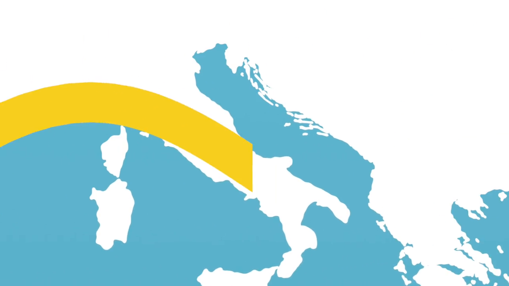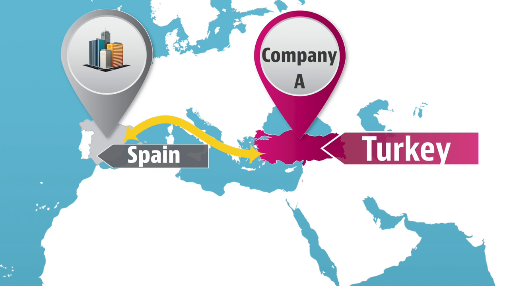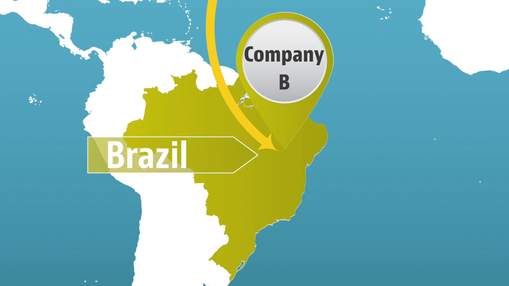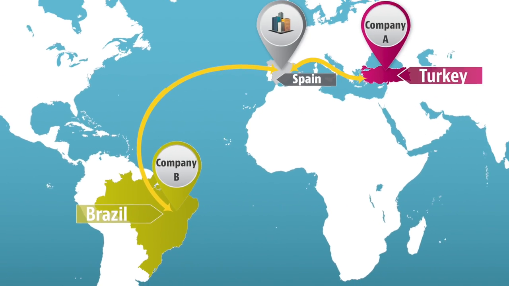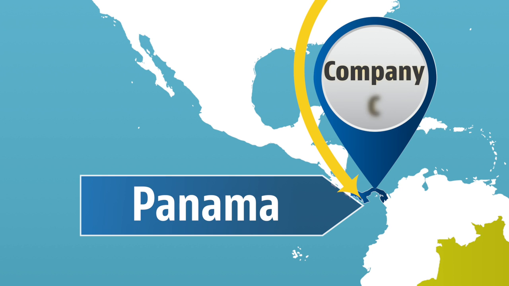The group carries out research and development in, for instance, Turkey. Manufacturing may be done in Brazil. Sales are routed through a company that may be based in Panama, which also holds the group's intellectual property.